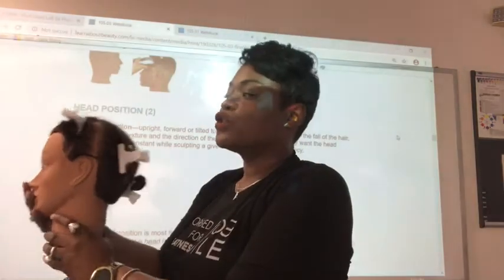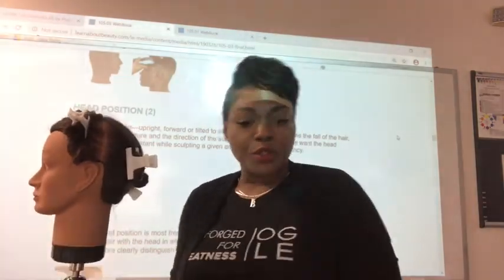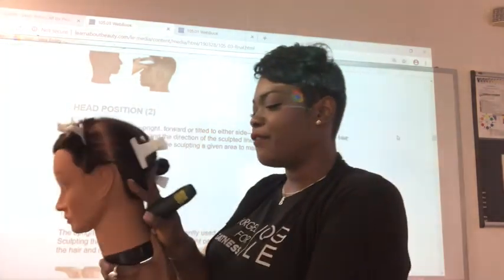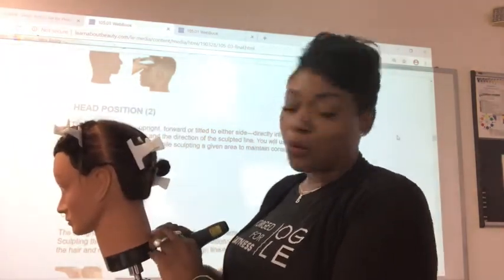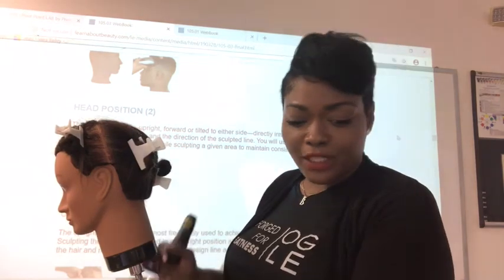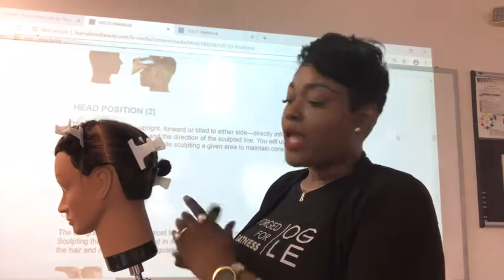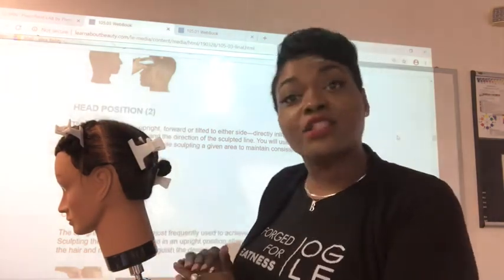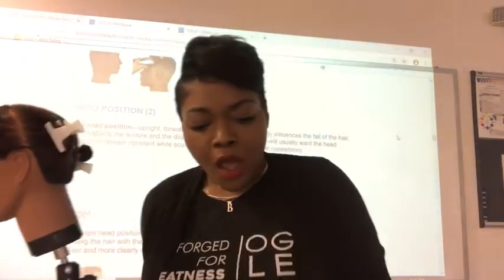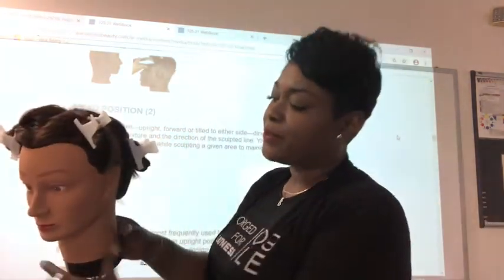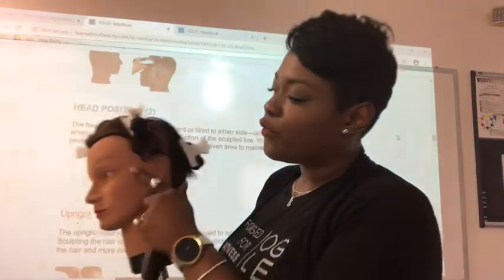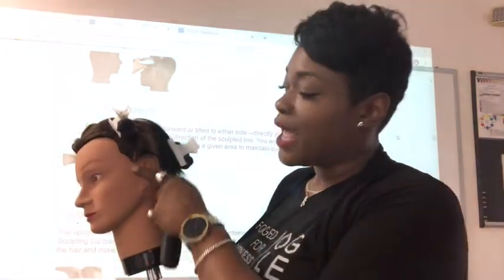Upright is the most frequent head position used. When you tilt the head forward, it gives you slightly shorter lengths here at the nape, and you'll have longer hair at the surface, okay? The tilted head position is utilized for you to do the sideburns and also for you to do the edges.